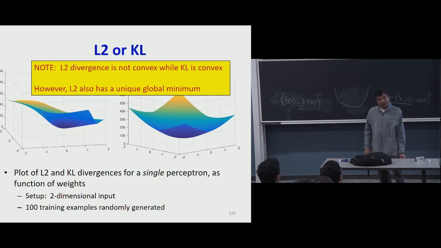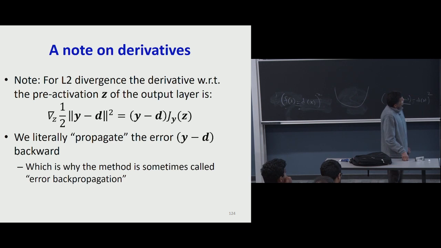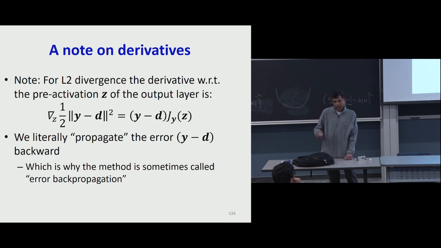And just one final note. For L2 divergence, when you take the derivative, you're going to get basically the square of the error. The derivative is going to have an error times a Jacobian. So the actual error term itself ends up affecting your gradients, which is why we mentioned this earlier. When you compute your backpropagation, the y minus d term remains throughout, and so you end up calling it error backpropagation. That's only about nomenclature.